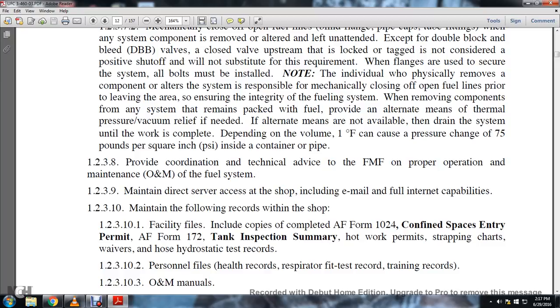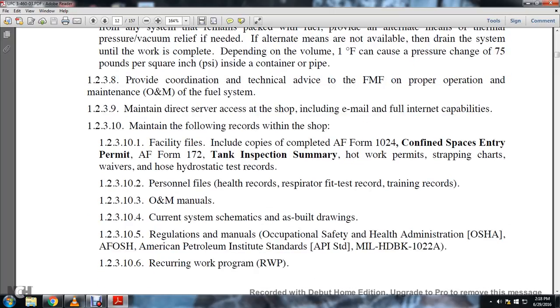The facility files include the completed AF Form 1024 confined space entry permits, AF Form 172 tank inspection summary, hot work permits, strapping charts, waivers, and hose hydrostatic records. Personnel files, health records, respiratory fit records, training records, operational practice manuals, 123.10.3, 123.10.4, current system schematics as-built drawings, 1030, 123.10.5, regulations and manuals, Occupational Safety and Health Administration, AFOSH, American Petroleum Institute standards, Military Handbook 1022A, requiring work program RWP.